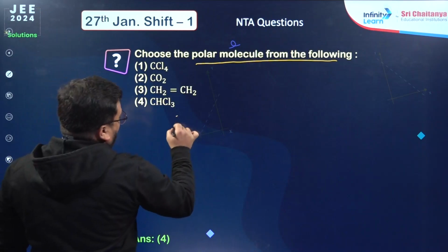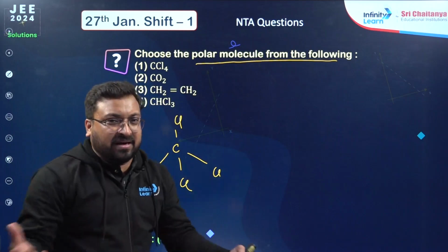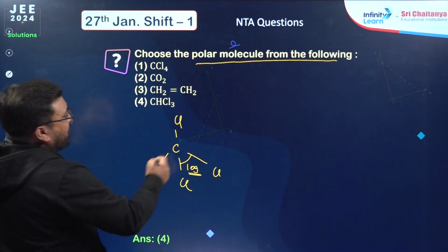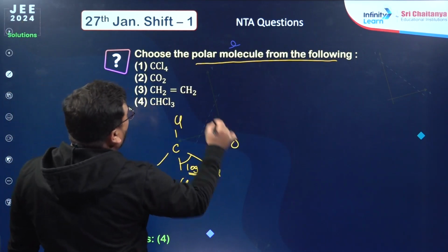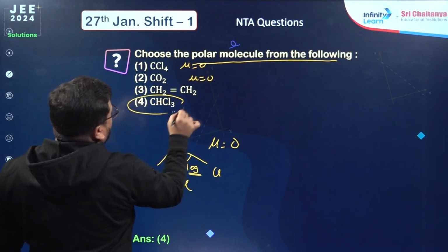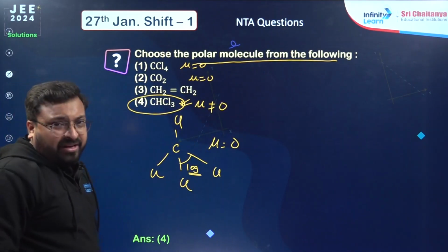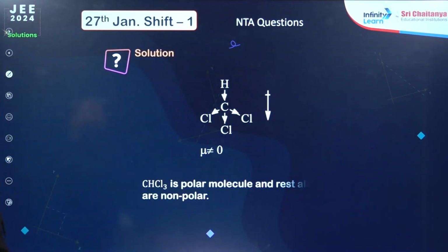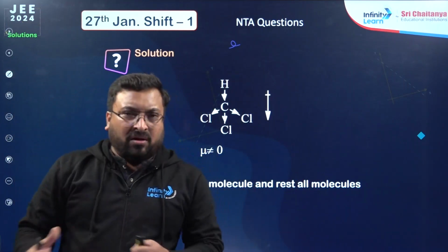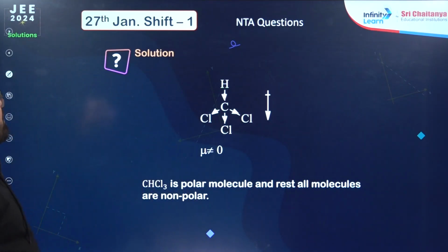So CCl4, you know, if you guys are very good in vectors and vector addition and subtraction, you know this is the solid geometry case. This is approximately 109 degrees, and if we calculate, the dipole moment is 0. CO2 is also a linear structure, dipole moment is 0. This is also 0, and in this one, there is a net dipole present, so it is not equal to 0. So that is the polar molecule, and I think no need to solve anything. Okay, so this is one of the easiest questions of all the 10 shifts of JEE Mains January attempt 2024. Okay, come to the next question.